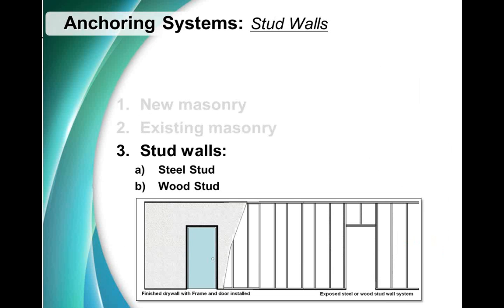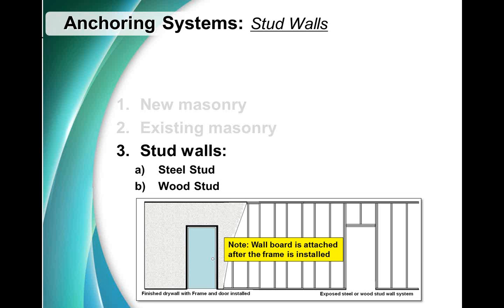Now moving from the masonry applications into stud wall applications, there are two types of stud walls in use. It's either the steel stud or the wood stud walls. And that's mainly depending on the area of the country. However, the steel studs are becoming far more popular just due to construction requirements.